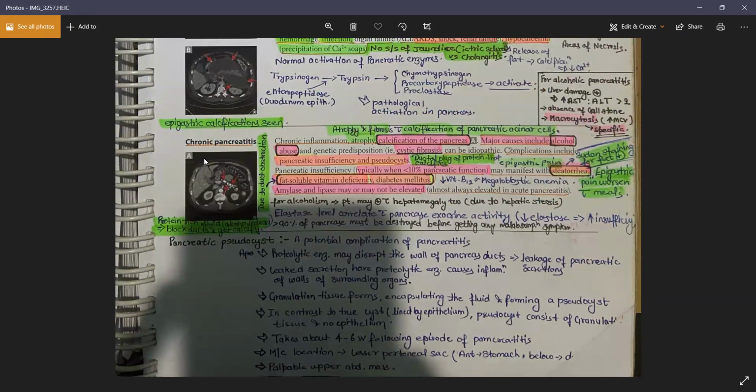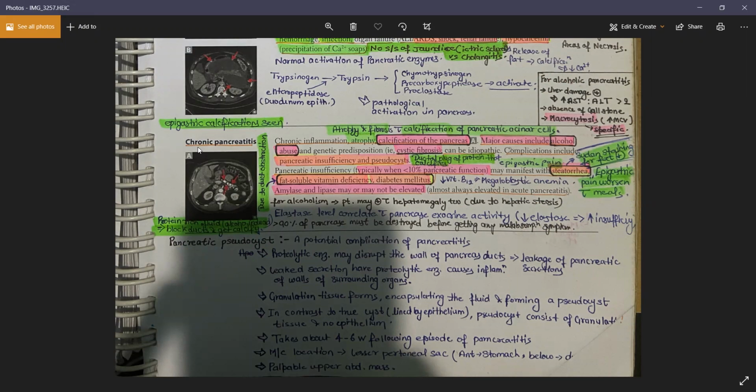Then comes chronic pancreatitis. It is a chronic low-grade inflammation of the pancreas. It happens over months, generally more than two, four, or six months, right? What you will have is calcification of the pancreas. It is very important. You will have atrophy of the pancreas and fibrosis in the pancreas in case of chronic pancreatitis.